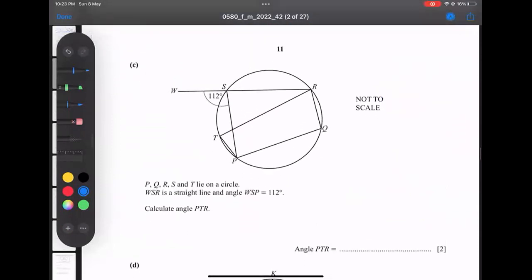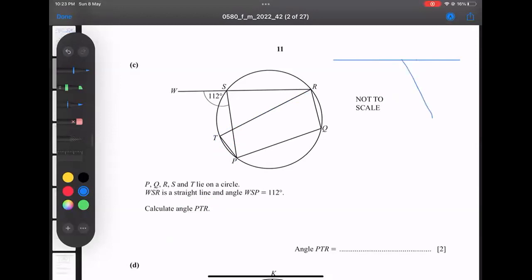Question, the same question, C part is asking for angle PTR. The middle letter is T. So how to get angle PTR? This is the angle he's asking for. I can do it two ways. First of all, it is a straight line.